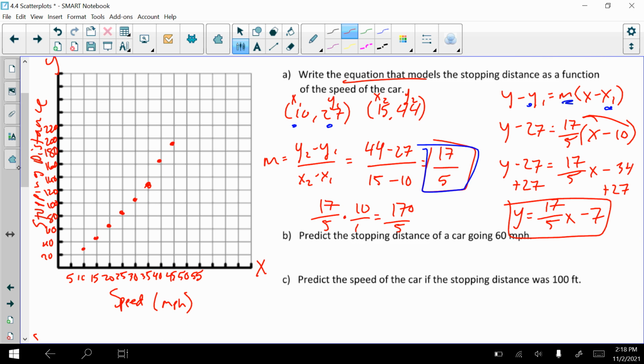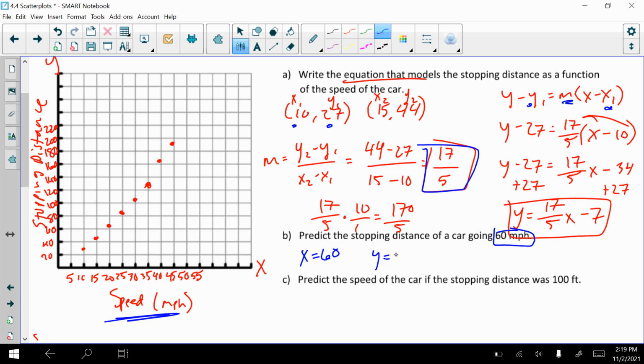It says predict the stopping distance of a car going 60 miles an hour. So let's think about what we're given. We are given a speed, 60 miles an hour. That corresponds with the x values in this situation. Speed is the x variable, and since I'm given a speed, this tells me that x needs to be 60, since x represents speed, and I am given the speed of 60 miles an hour. I want to know how long it takes the car to stop at 60 miles an hour, so I'm going to take 60 and plug it in for x.